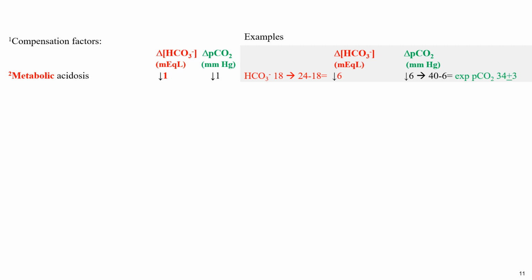It must be noted, however, that the calculated expected PCO2 is not an exact value, but rather a value within an error margin of plus or minus 3. In this particular example, the expected PCO2 is not exactly 34, but rather ranges between 31 and 37. What do we do with this calculated expected PCO2 range? We compare it to the actual PCO2 obtained from the blood gas.